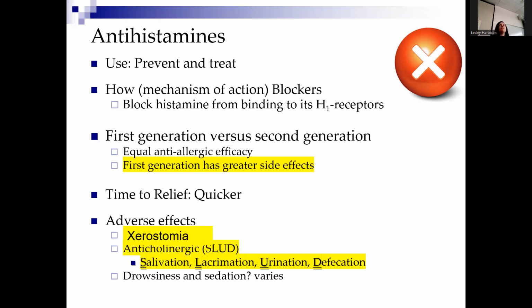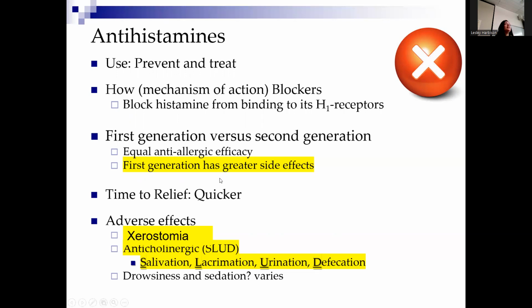And you'll find this in different medications. It just means that they discovered something and then they just kept searching. And then 10, however many years later, they found something similar, but maybe it had fewer side effects. If it's a similar drug, then they might call it first generation, second generation. So equal anti-allergic efficacy for both first and second generation, but second generation has fewer side effects.